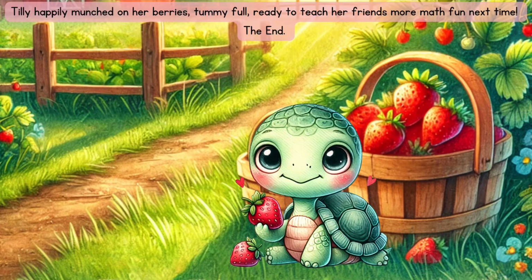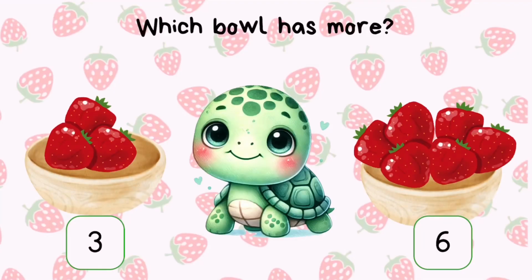Can you help Tilly some more? Awesome! We're going to help Tilly with some more problems. Our first extension asks which bowl has more. In this bowl, we have 3 berries. 1, 2, 3. And under it has the number 3.